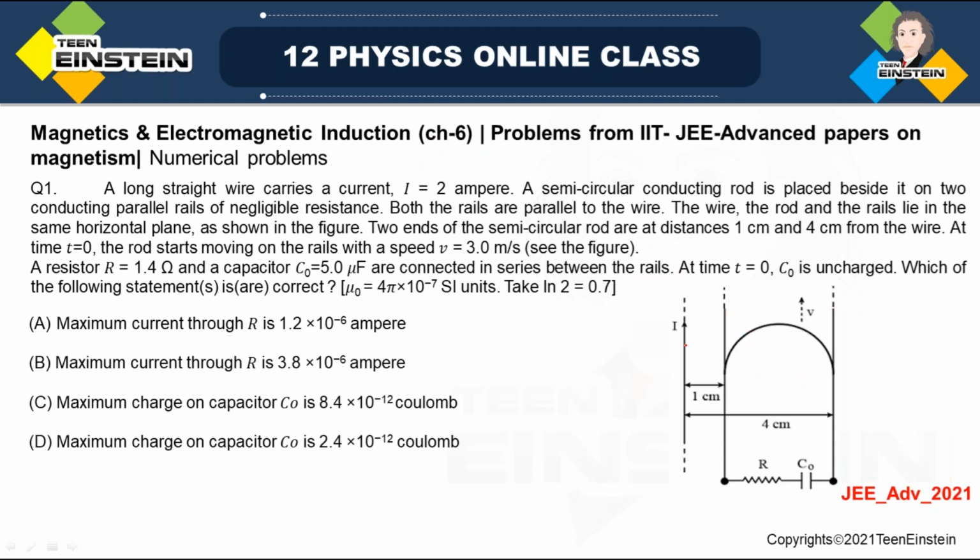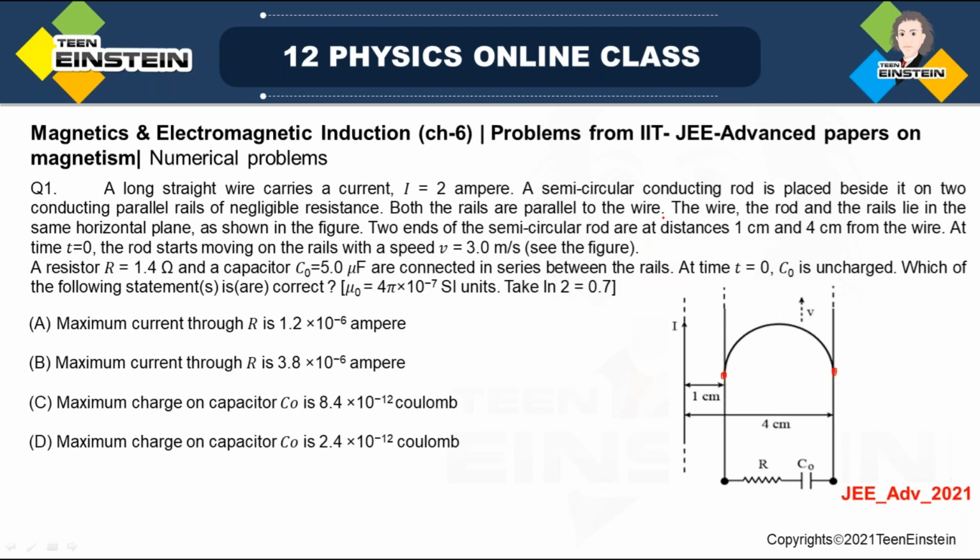So this is a long straight wire. That means you can use Ampere's circuital law to calculate the magnetic field produced by this current at any distance. And these are the rails. As I said, these are parallel rails. So the first rail is 1 centimeter away from the wire, or you can say the first end of the rod is 1 centimeter from the conducting wire, and the other end is at 4 centimeter away from the wire. So that is the information here.